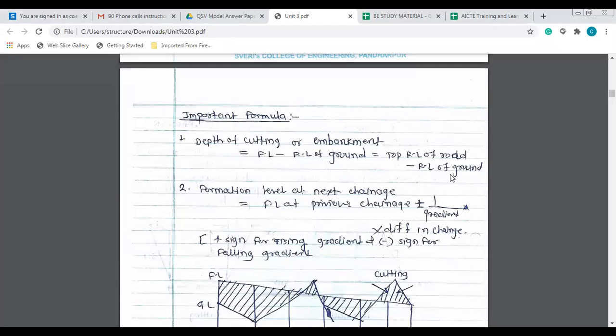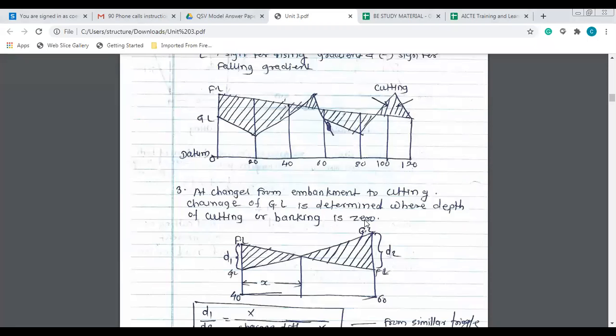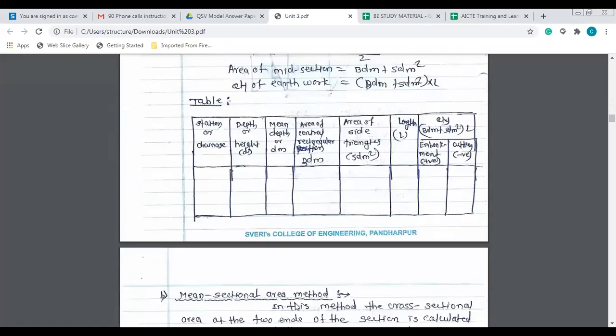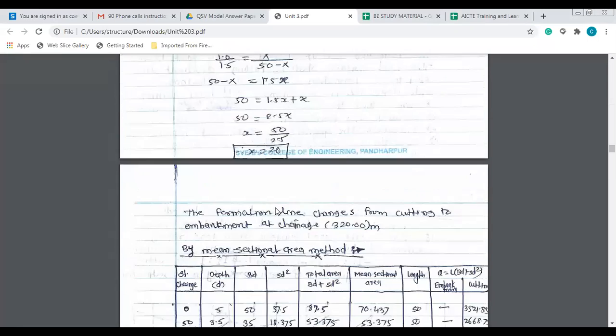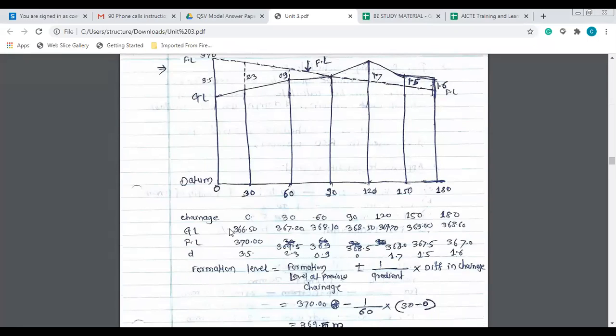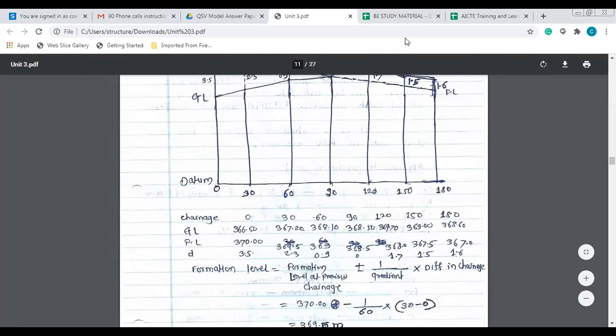Okay. So depth of cutting is nothing but FL minus RL of the ground, or equals top RL minus RL of the ground. Now if you consider this particular problem that we are discussing, in this problem, this FL comes as 370, GL is 366.5. So what will be the D? D is nothing but FL minus GL. So D equals FL minus GL, 370 minus 366.5.